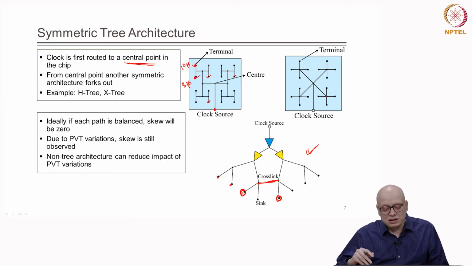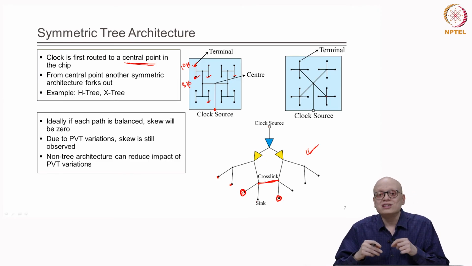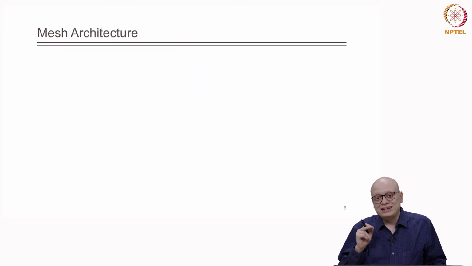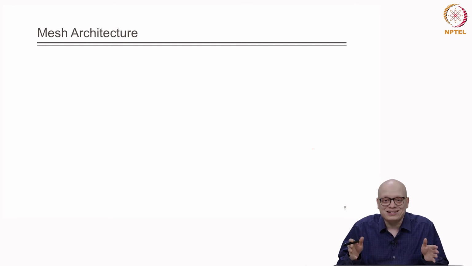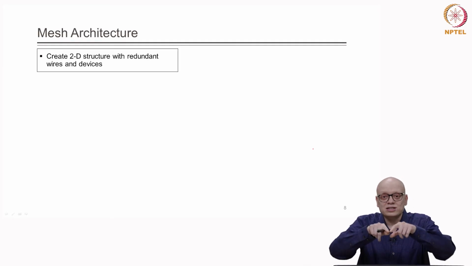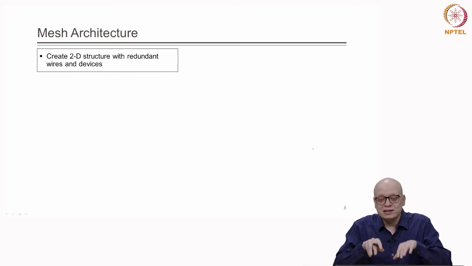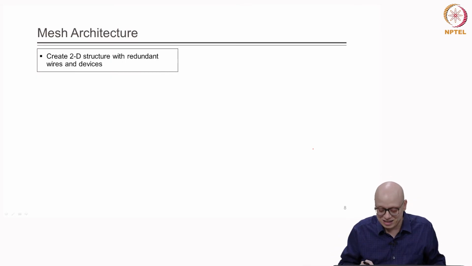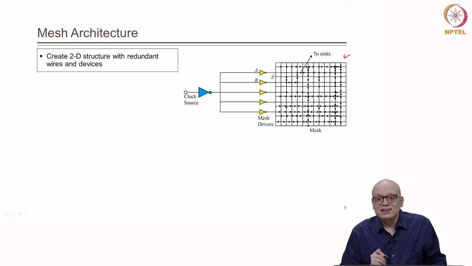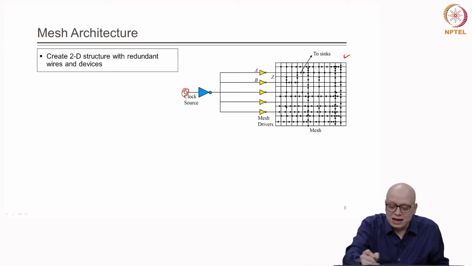Now, we can take the concept of cross link further. What we can do is that instead of a tree with cross links, we can make a mesh architecture, where there are cross links everywhere. So, we create a 2D structure with redundant wires and devices. We first create a mesh architecture over the entire chip area, something like this, and drive this mesh from the clock source at multiple points.